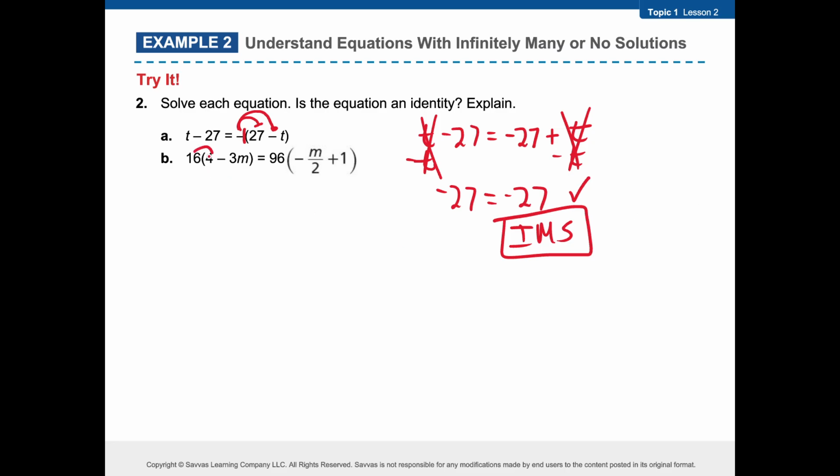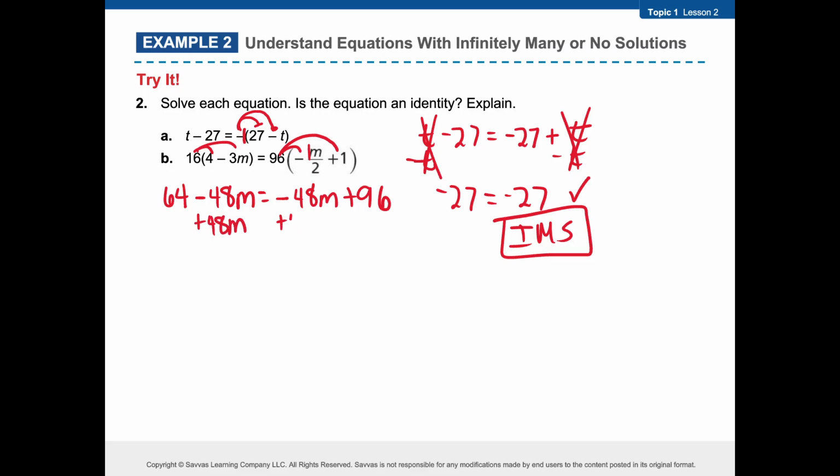Letter B, distributed property, 16 times 4, 64. 16 times a -3m is a -48m. You can put a 1 here if that helps you. Positive times negative, -96 times a half. Half of 96 is a 48m. 96 times a +1, positive 96.